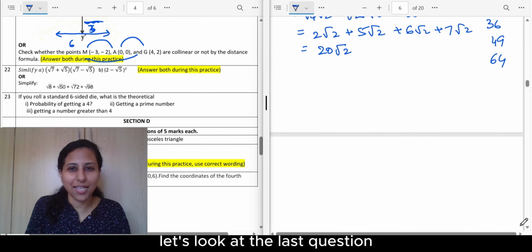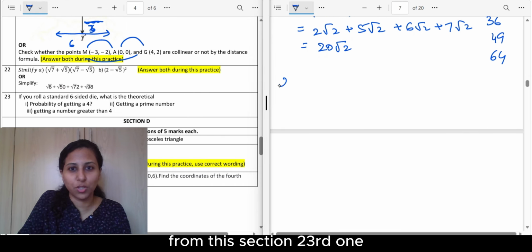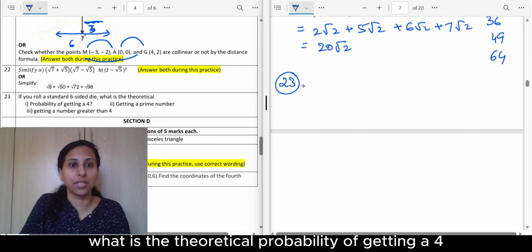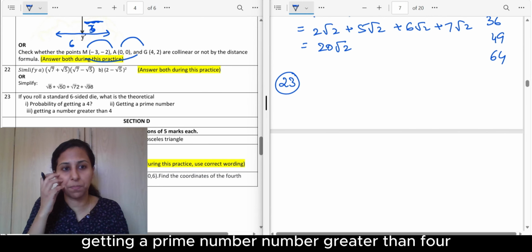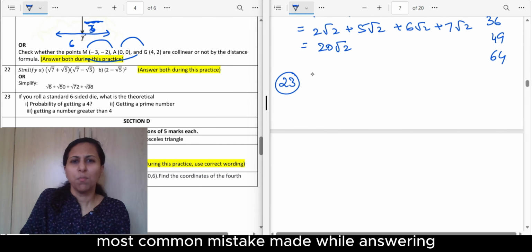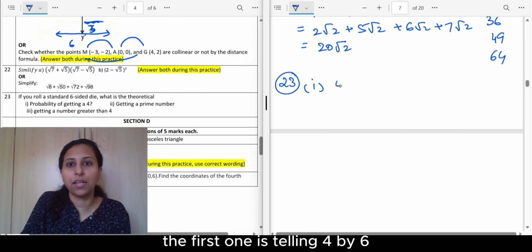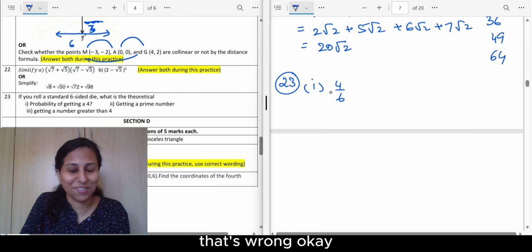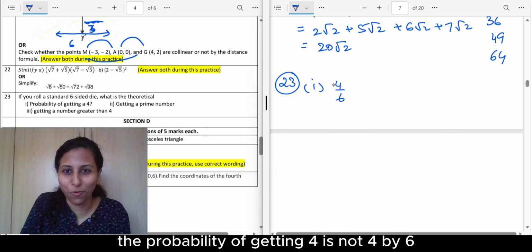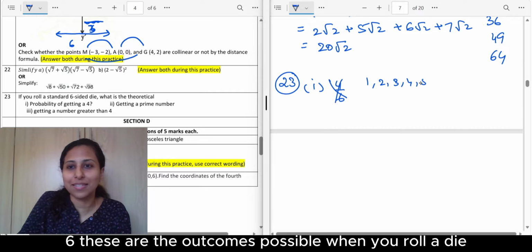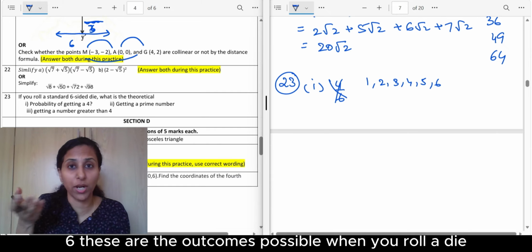Let's look at the last question from this section, the 23rd one. If you roll a standard 6-sided die, what is the theoretical probability of getting a 4, getting a prime number, getting a number greater than 4? Most common mistake made while answering the first one is telling 4 by 6. That's wrong, okay? The probability of getting 4 is not 4 by 6. When you roll a die, what are the outcomes possible? 1, 2, 3, 4, 5, 6. These are the outcomes possible when you roll a die.